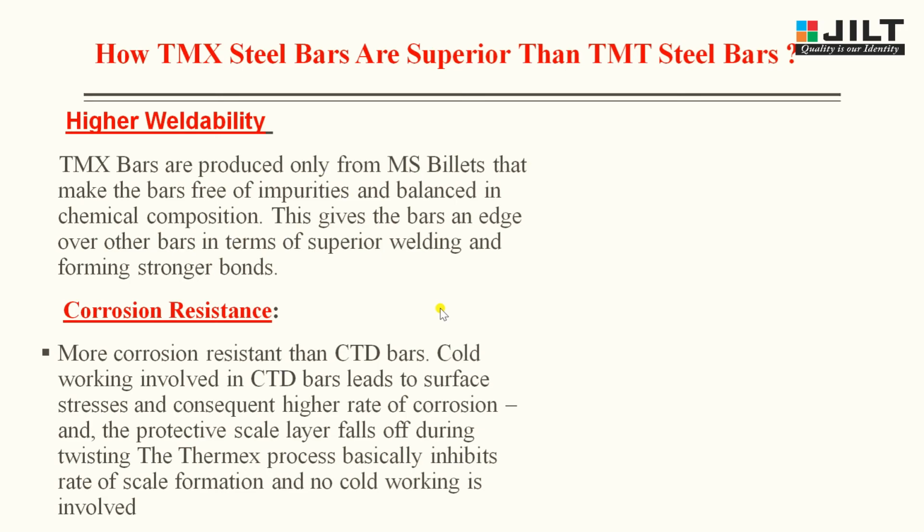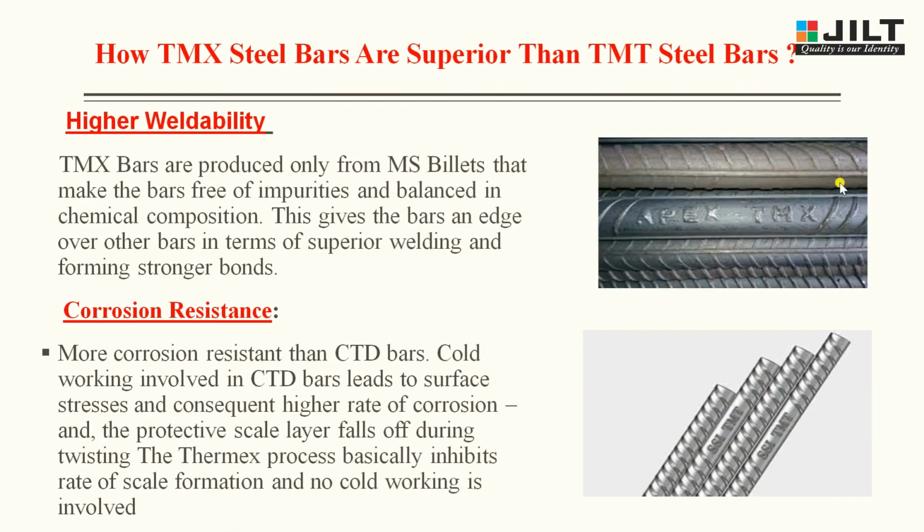When the steel is exposed to air directly, it may be corroded, but TMX steel bars are more superior than the TMT bars because it is having corrosion resistance property also. More corrosion resistance than CTD bars. Cold working involved in CTD bars led to surface stresses and consequent higher rate of corrosion, and the protective scale layers falls off during twisting. The Thermax process basically inhibits rate of scale formation and no cold working is involved. So here you can see I have clearly plotted the image here, TMX and also TMT.